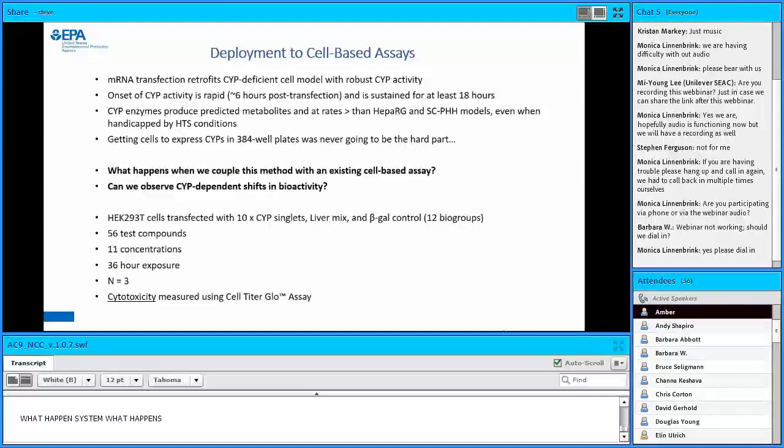CYP-dependent shifts in bioactivity? So for our demonstration study, we stuck with HEK293T cells and we transfected them with one of the top 10 CYPs in the liver, the liver mix, which is the mixture of those 10 CYPs in the right ratio, or a beta-gal control. So we have 12 biogroups, or 12 transfection groups. Those 12 transfection groups were tested with 56 compounds over 11 concentrations using a 36-hour exposure in triplicate, and then we measured cytotoxicity or cell viability using CellTiter-Glo.